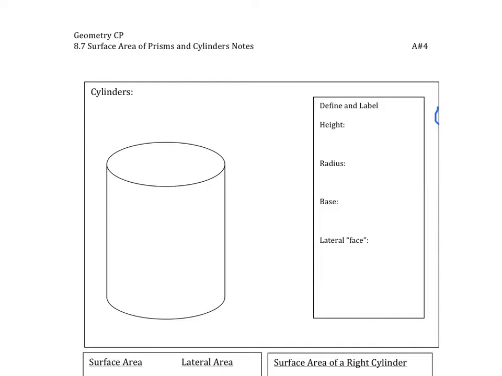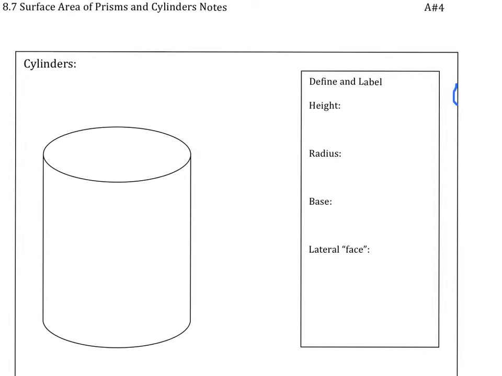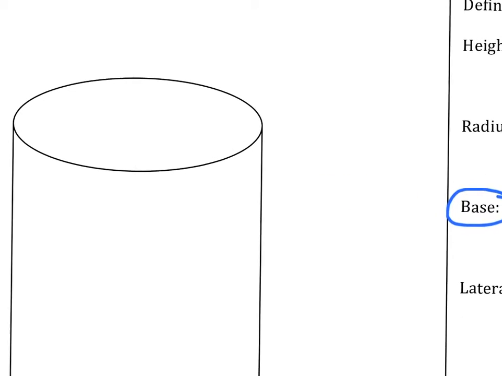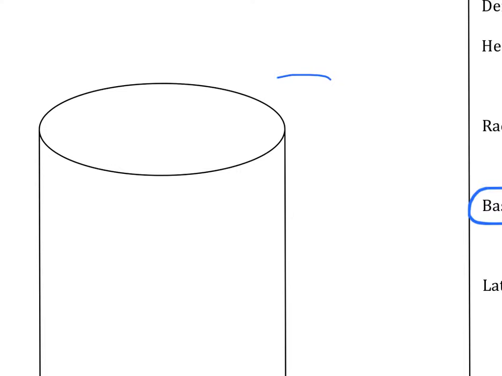First and foremost, we do need to be able to define and label certain things in a cylinder. On page 2, a cylinder. When you are dealing with a cylinder or a prism, the most important thing is the base. The base. Area of the base, perimeter of the base, and height is the distance between the bases. So in this case, my base is a circle. So this whole thing is my base. And there's one on the bottom too.